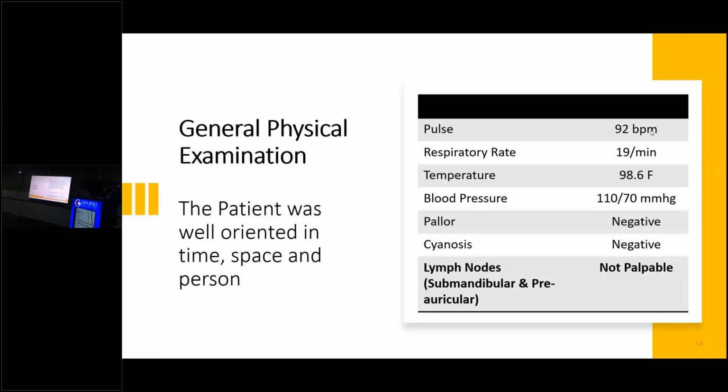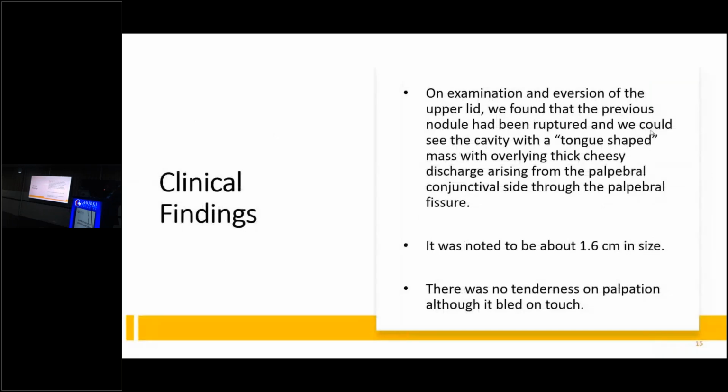When we examined the patient and everted the eyelid, we found that there had been a previous nodule that was ruptured, and we could see the cavity with a tongue shaped mass with overlying thick cheesy discharge arising from the palpebral conjunctival side through the palpebral fissure. The nodule was about 1.6 centimeters in size. There was no tenderness on palpation, although it did bleed on touch.